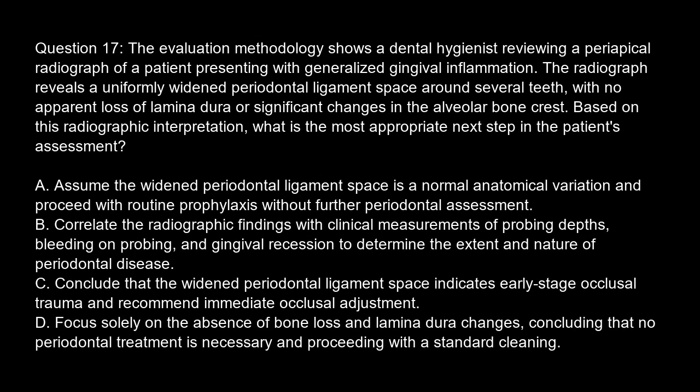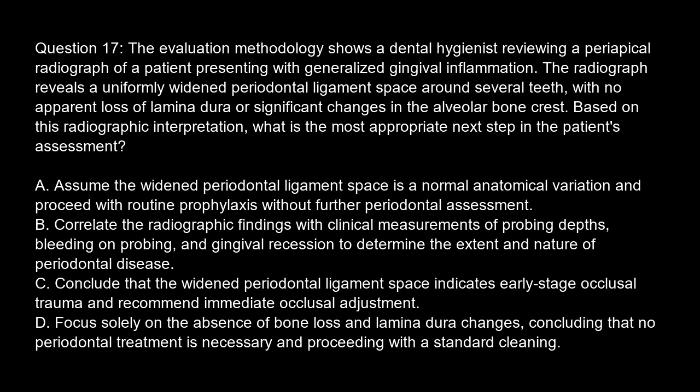Question 17. The evaluation methodology shows a dental hygienist reviewing a periapical radiograph of a patient presenting with generalized gingival inflammation. The radiograph reveals a uniformly widened periodontal ligament space around several teeth, with no apparent loss of lamina dura or significant changes in the alveolar bone crest. Based on this radiographic interpretation, what is the most appropriate next step in the patient's assessment?